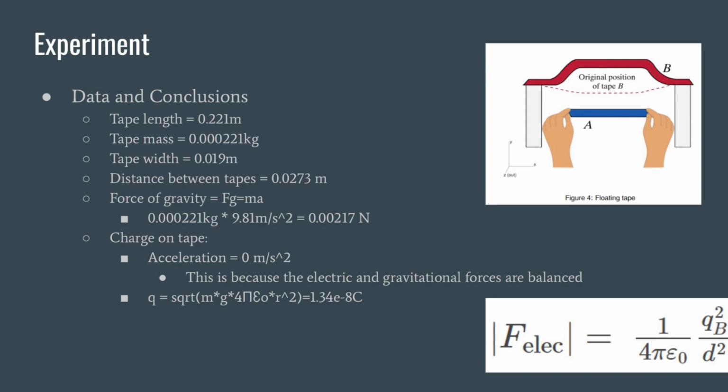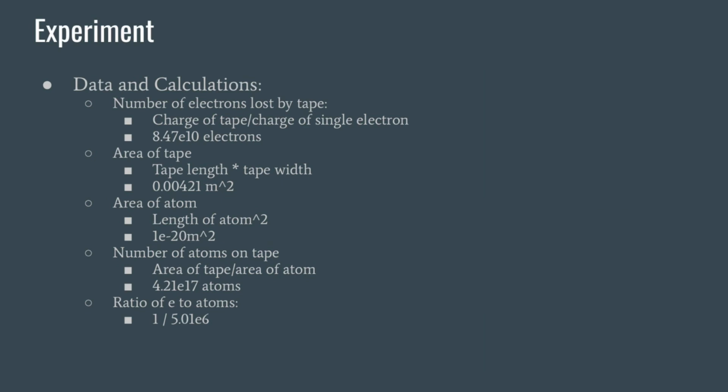We also assumed that the charge on each tape was equal. I used this data to come up with a few more calculations. I divided the charge of one piece of tape by the charge of a single electron to get 8.37 times 10 to the 10th electrons that I'd lost per piece of tape. I used the area of tape and divided it by the area of an atom to determine that there were about 4.21 times 10 to the 17th atoms per piece of tape, and I was able to determine the ratio of one electron for every 5.014 times 10 to the 6th atoms.